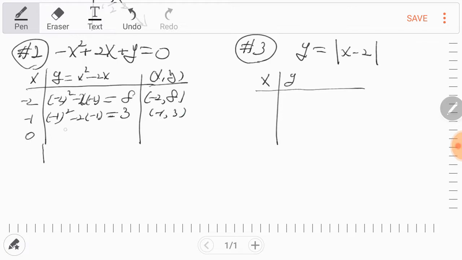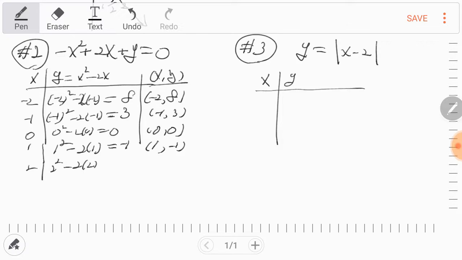Okay, when x equals 0, then 0 squared minus 2 times 0 is 0. Okay, let's try 2 more. X equals 1, then what happens? 1 squared minus 2 times 1. So 1 minus 2 is -1. So x equals 1, y is -1. Okay, x equals 2, then 2 squared minus 2 times 2, 4 minus 4 is 0. So x equals 2, then y is 0.